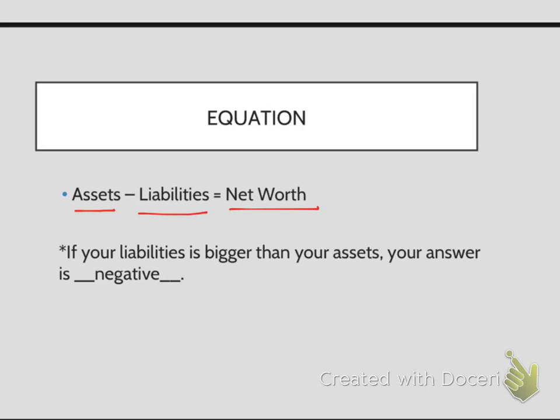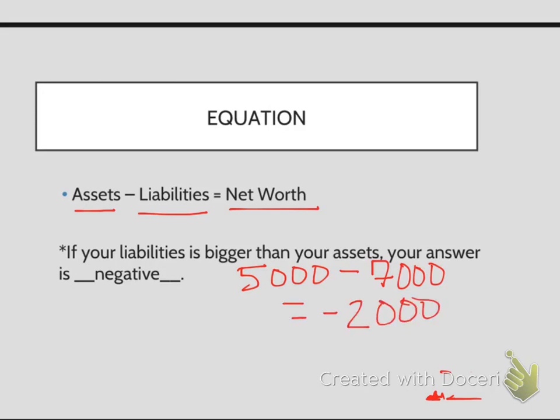Alright, so if your liabilities are larger than your assets, your answer is negative. So what that means is that if my assets, for example, I only own about $5,000 worth of stuff, but I owe $7,000 on a car, then my net worth is actually negative $2,000. So you want your assets to be larger than your liabilities.